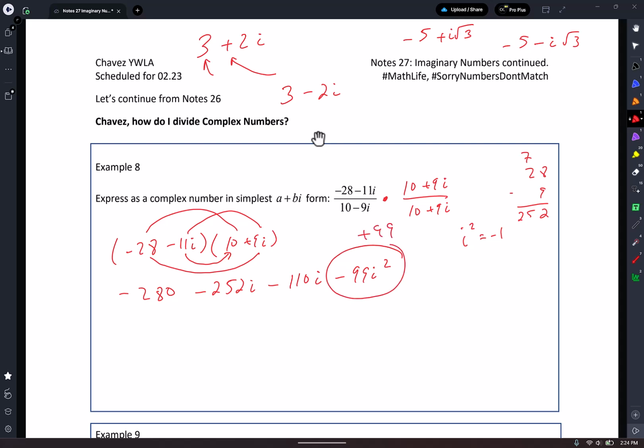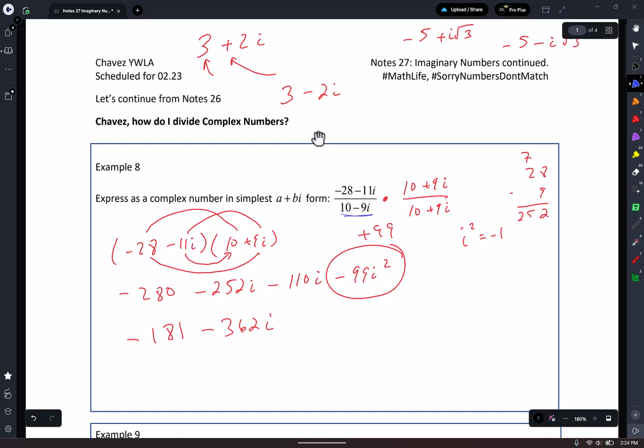So that should be pretty easy to do with this guy. So negative 280 plus 100 is negative 180, but I didn't do 100, I did 99. So it's going to be negative 181. And then 252 minus 110, 252, 352, 362, minus 362i. Okay, and let me see.